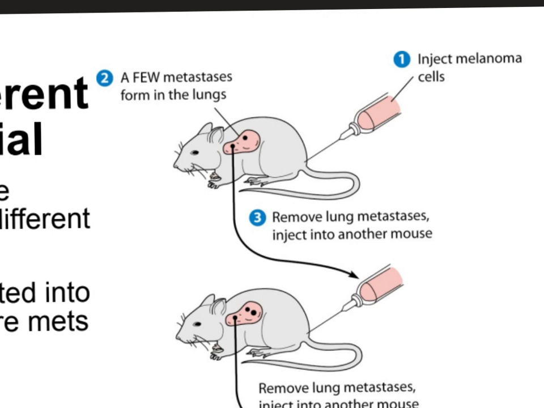And in this experiment, they are collecting the mets, then resuspending them and injecting them into a different mouse. In this case, what they see is that they actually form a little bit more mets than in the first case. We see 2 dots here, and we see 3 here.